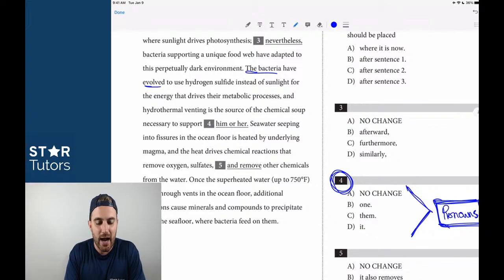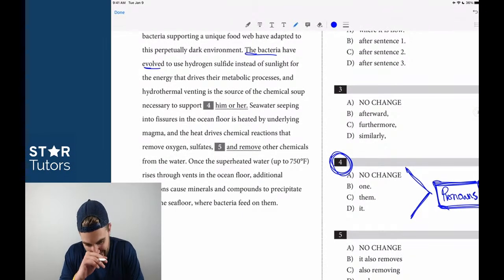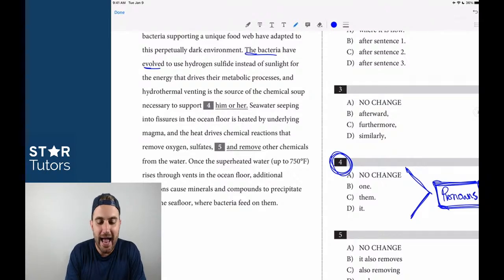And hydrothermal venting, geez, I picked the one sentence that has like the biggest word. Metabolic processes, and the hydrothermal venting is the source of the chemical soup necessary to support. Okay, support what? Well, the bacteria have evolved, and this is tricky, right? Because I think that they're talking about the bacteria. Does everybody see that? So it's not him or her, right? Because I'm 95% sure that this is talking about the bacteria.